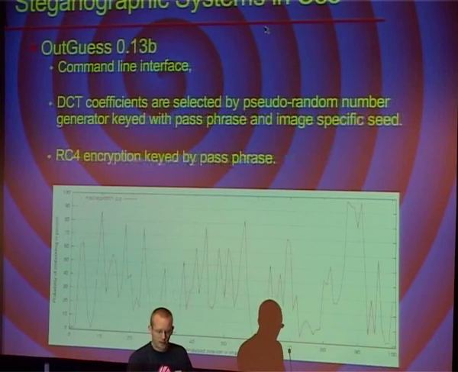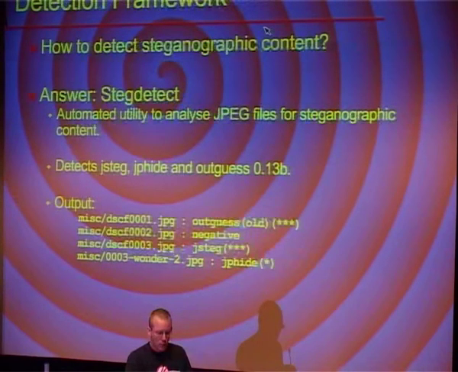And then finally, OutGuess, which is this program that I wrote. The DCT coefficients are selected by a pseudorandom number generator that's keyed with a passphrase and also with an image-specific seed. And everything is ARC4 encrypted. For this, you need to be slightly more sophisticated. You have to look at certain parts of the image separately and do the chi-square test. Then you can see how many spikes you get, and you can use that to determine if something is wrong.